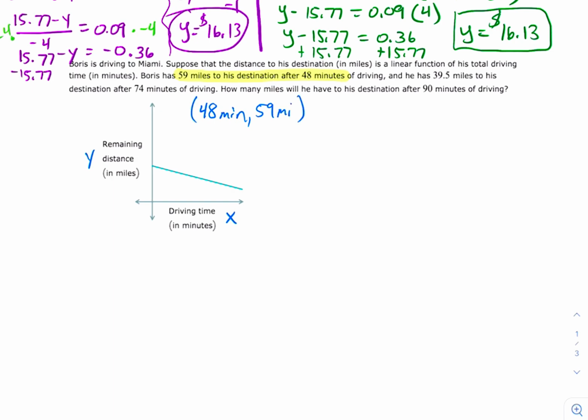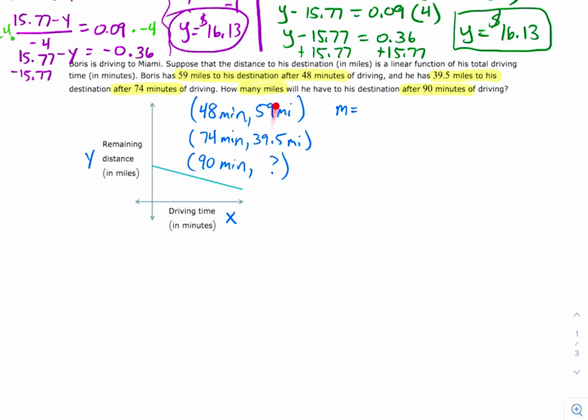Okay. Next one, we are going 39.5 miles after 74 minutes. 74 needs to go first, 39.5 second. And then the question is asking how many miles after 90 minutes. So we're going 90 minutes, trying to figure out how much we would have left. Okay. So just like before, we are starting by finding our slope.